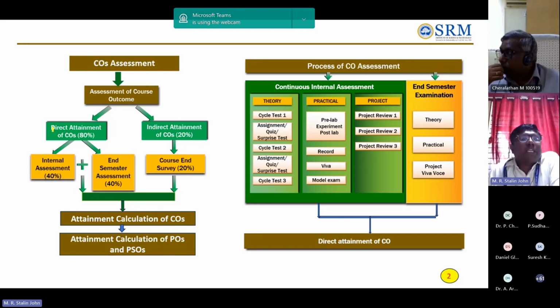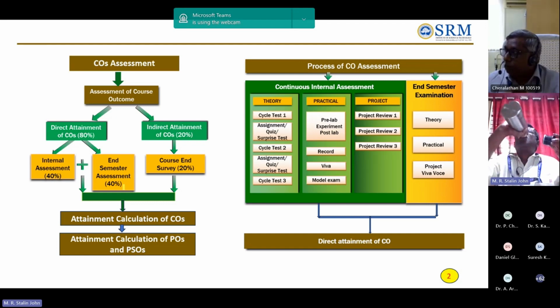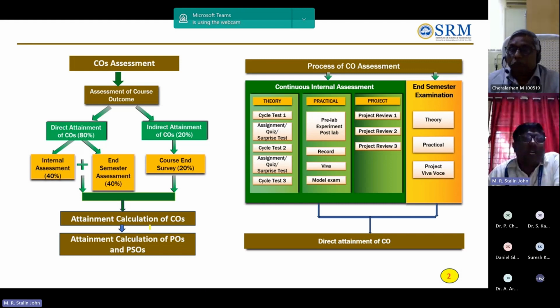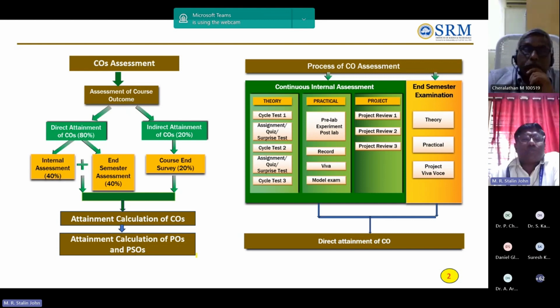The direct assessment, 80%, is divided into two parts. One is the internal assessment and another is the end semester assessment. End semester assessment is nothing but the university examination. So internal assessment is 40% and end semester assessment is 40%. And indirect assessment is 20% for the course outcome. With that we are calculating the attainment of COs and the attainment of PO and PSO.